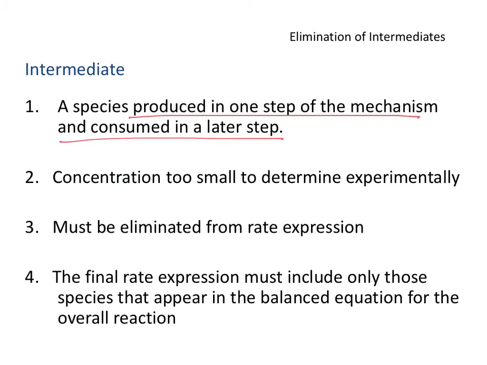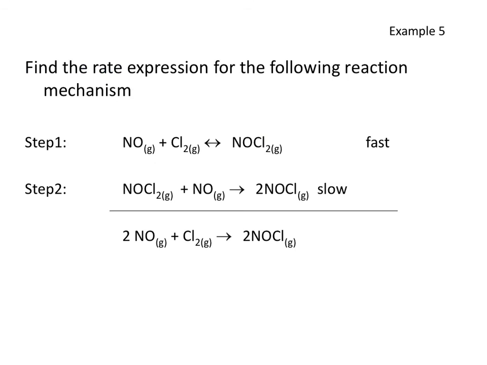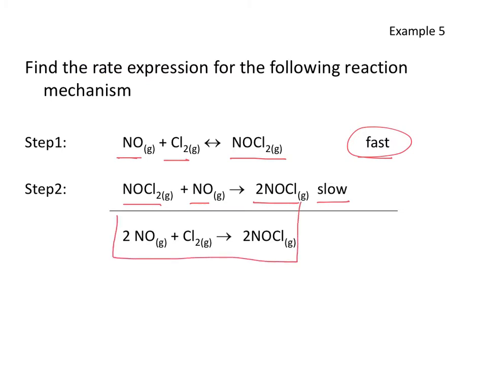So we are going to take a look at some of the ways that we can apply this information. The question is, find the rate expression for the following reaction mechanism. You're given that NO plus Cl2 gives you NOCl2, and that's a fast reaction. You're also given that NOCl2 plus NO gives you 2NOCl, and that's a slow reaction. You have to tell me what is the rate expression for this overall reaction.